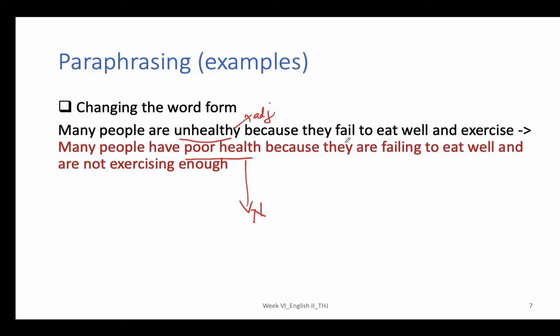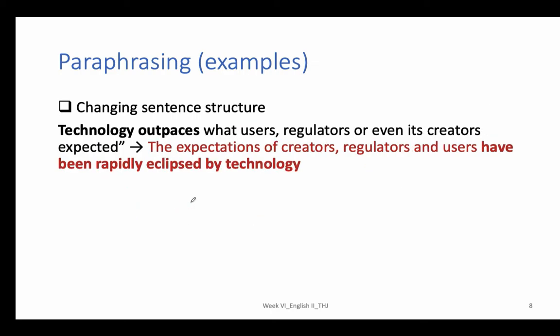Next one, we've got fail, and in the paraphrase we've got failing. Next, eat well and exercise. Exercise becomes not exercising enough. So this is verb one, and this one is verb one as well, but they become verb-ing.